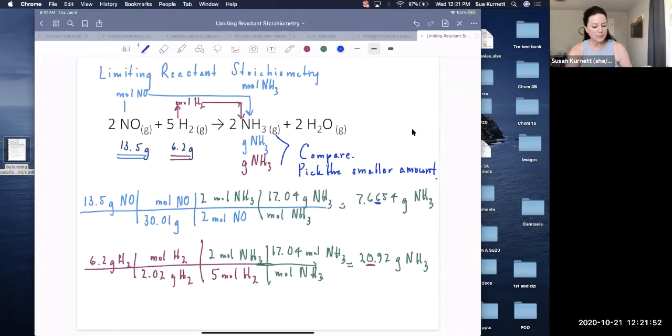Okay, so now I've done my grams to moles to grams, and I've come up with how many grams of ammonia nitrogen monoxide could produce, and how many grams of ammonia hydrogen could have produced. And we see that nitrogen monoxide produced less. It ran out before it could get to 20 grams. When did it run out? It ran out at 7.677 grams.